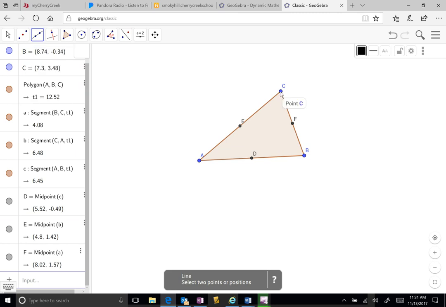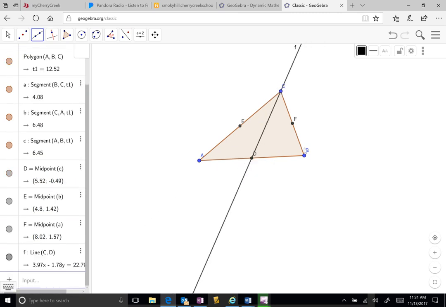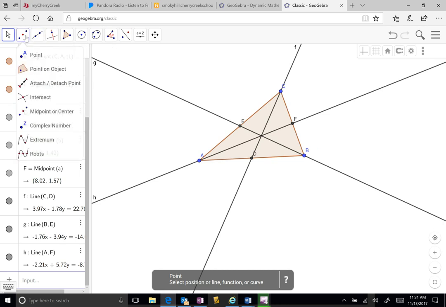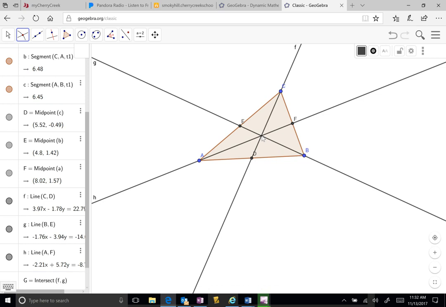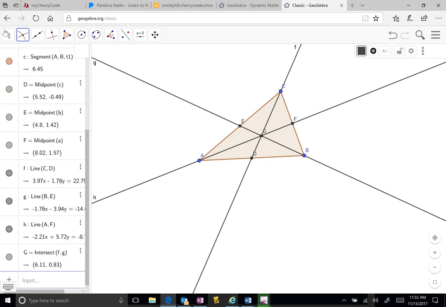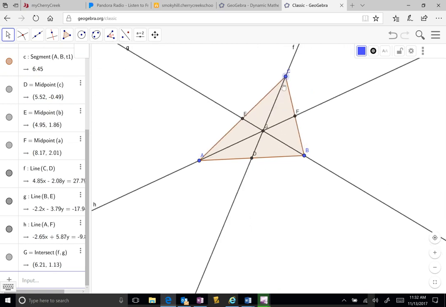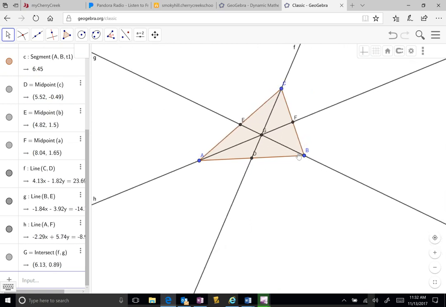So from vertex to midpoint, from vertex to midpoint, and from vertex to midpoint. Make sure you're doing vertex to midpoint, not midpoint to midpoint. Midpoint to midpoint is a mid-segment. All right, here is our centroid. Let's go ahead and intersect that point. Okay. And again, it doesn't matter what shape triangle we make, it's still going to be there.